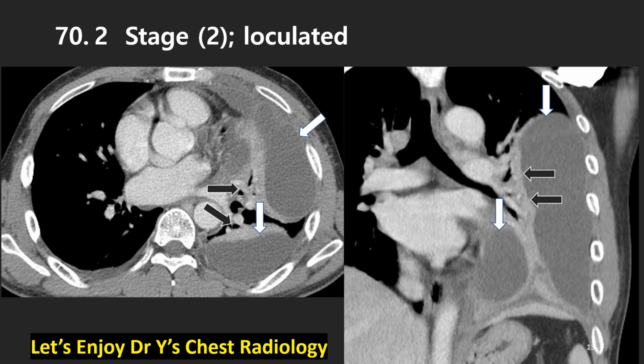These are his axial and coronal contrast-enhanced CTs. White arrow shows loculated, pocketed pleural fluid, surrounded by thick pleural wall, and the black arrow shows collapsed lung, pneumonic consolidated lung. It's complicated effusion.